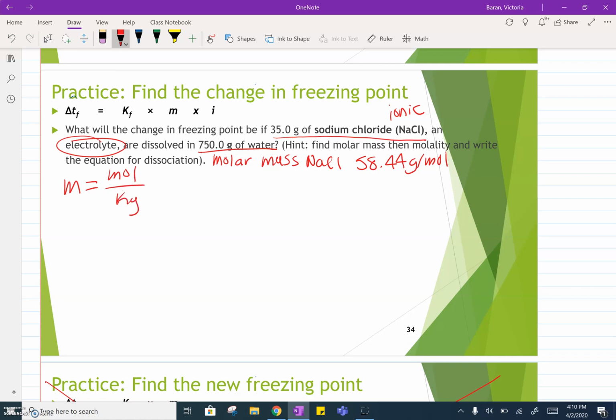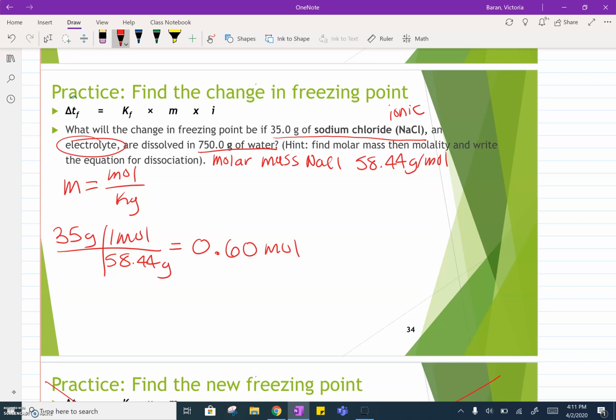So we first have to find moles of the solute. So our solute is NaCl, and we have 35 grams of that, and we need to get it into moles first. And I have provided the molar mass, 58.44 grams. All right, we're going to set up our picket fence. So 35 divided by 58.44. For this part, you can round to 2 decimal places. So I'm going to do 0.60 moles. And then I have to find kilograms of the solvent.